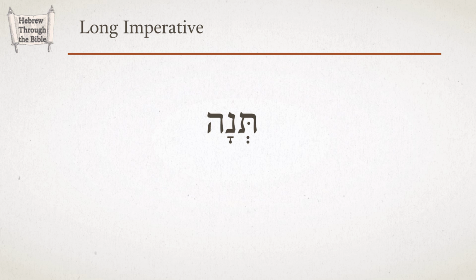Here, for example, is the long imperative of the verb to give, natan. The long imperative has an extra kametz he on the end, tana. Here is the long imperative of the verb zachar, which means to remember. The long imperative is zochra.